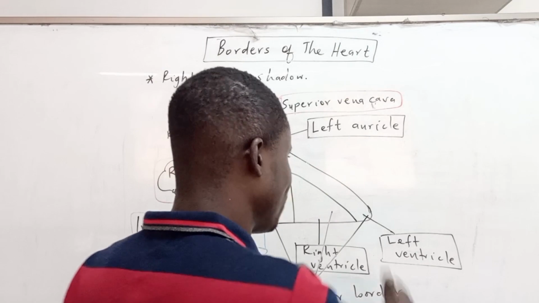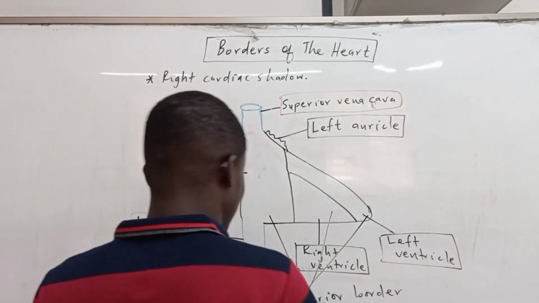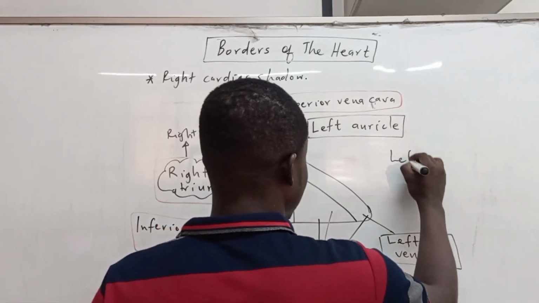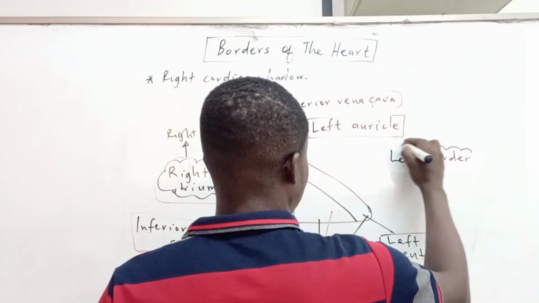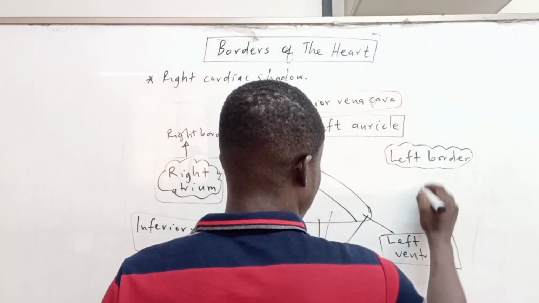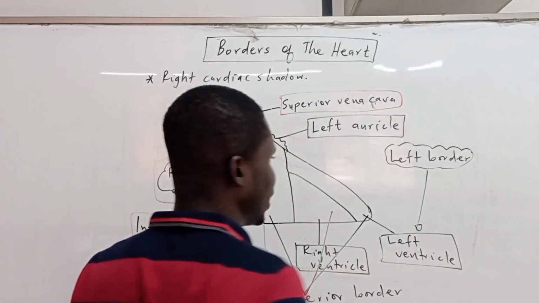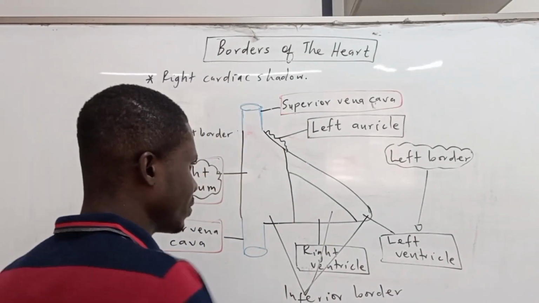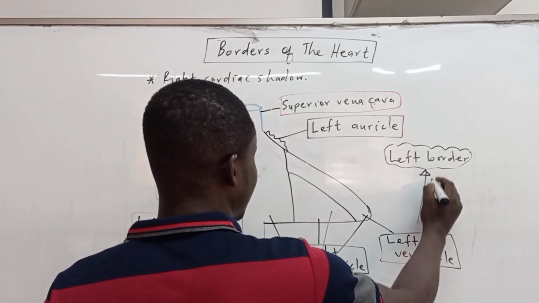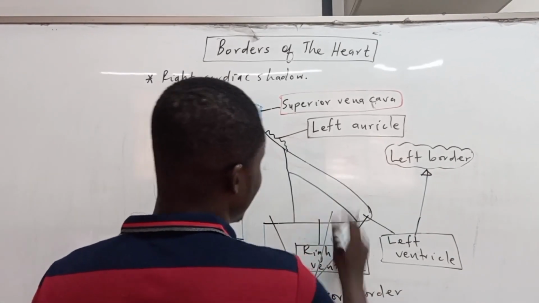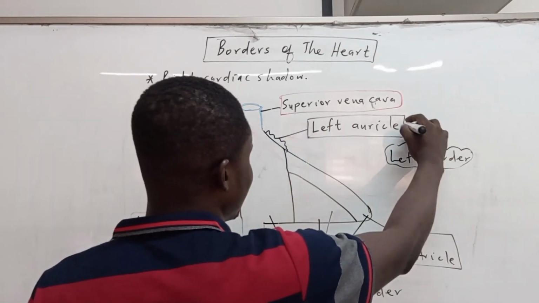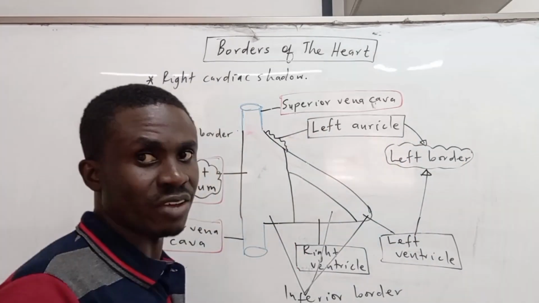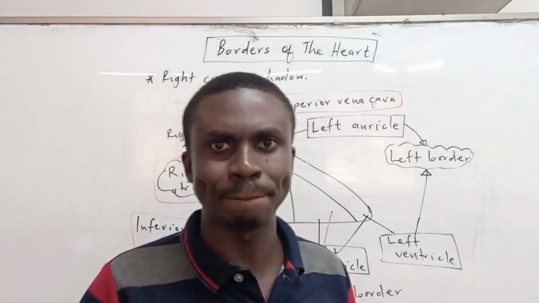The left border is mainly formed by the left ventricle itself. The left border is formed by this left ventricle, together with this portion, the left auricle, which also contributes to this left border. It's as simple as that.